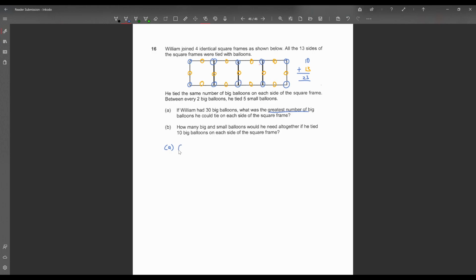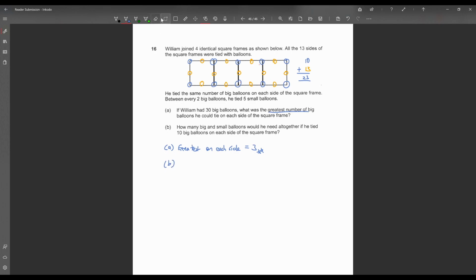So the maximum or the greatest number of big balloons on each side is actually 3. 1, 2, 3. Okay, now for question B.